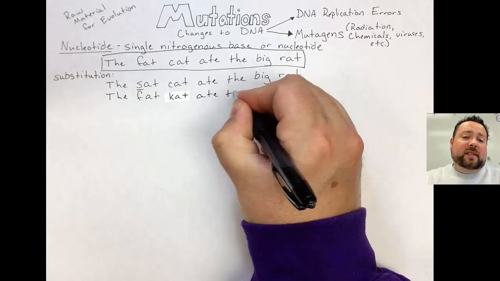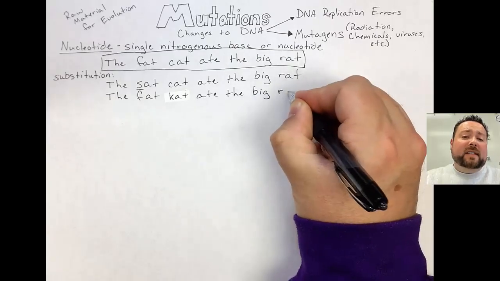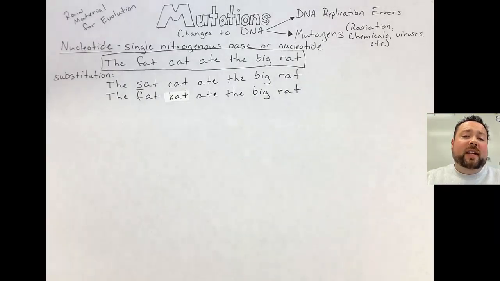Another way that we could change this is the fat kat ate the big rat by substituting in a K instead of a C. Now, when I read it, it's still the fat cat ate the big rat. Okay, this I would refer to as a silent mutation because it really didn't change anything. We did change the letters, but the end result is it ends up coding the same way. And we see this because of that redundancy that we find in the codon chart, is that we have multiple codons that will code for the exact same amino acid. So we might end up having a mutation that still results in the exact same protein amino acid sequence.